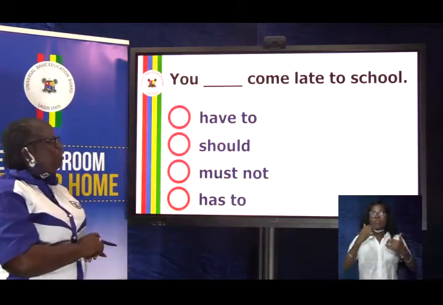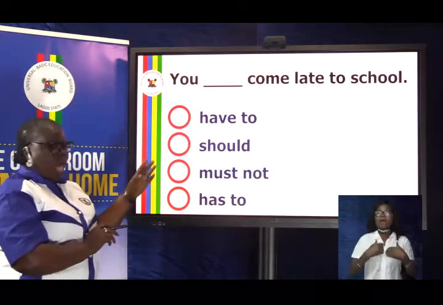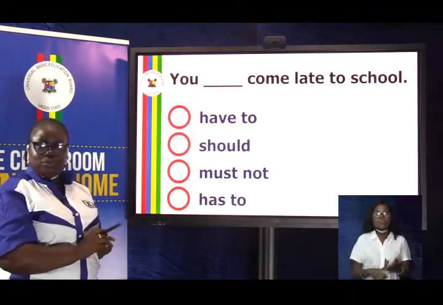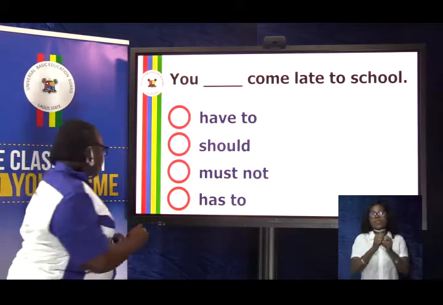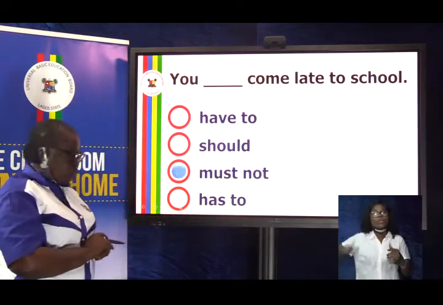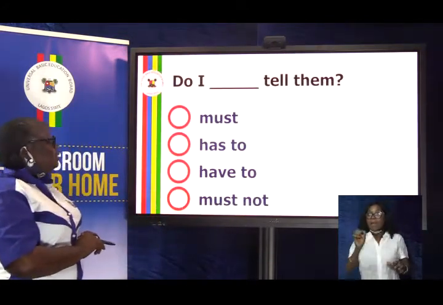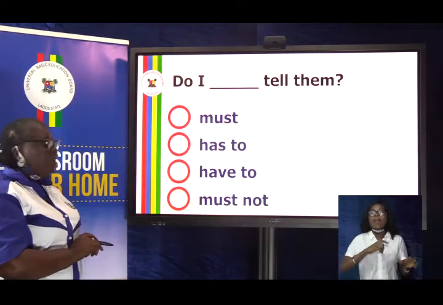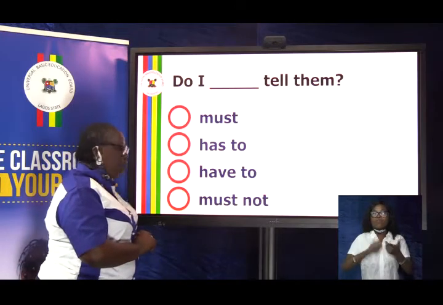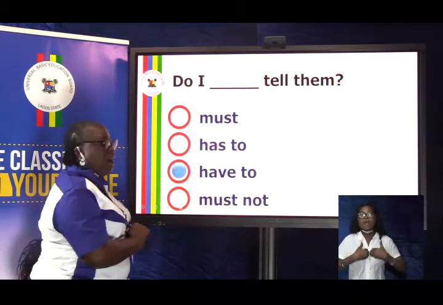You dash come late to school. Have to, should, must not, has to. Yes, you said it together. Well done. You must not come late to school. That's a rule. Do I dash tell them? Must, has to, have to, must not. Do I have to tell them?